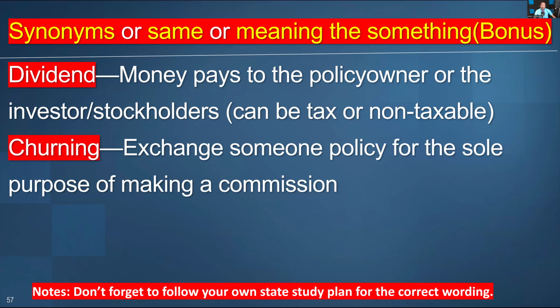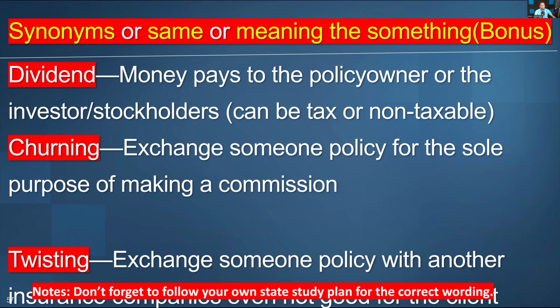Churning, on the other hand, is an exchange. When somebody makes an exchange, those are bonus, by the way. Churning means an exchange when you exchange someone's policy for the sole purpose of making commission. So a lot of people do those things, they make people change their policy. It's not because it's in their best interest, but the only reason they do it is so they can put money in their pocket. That's not good. That's illegal. That's not the way you do business.